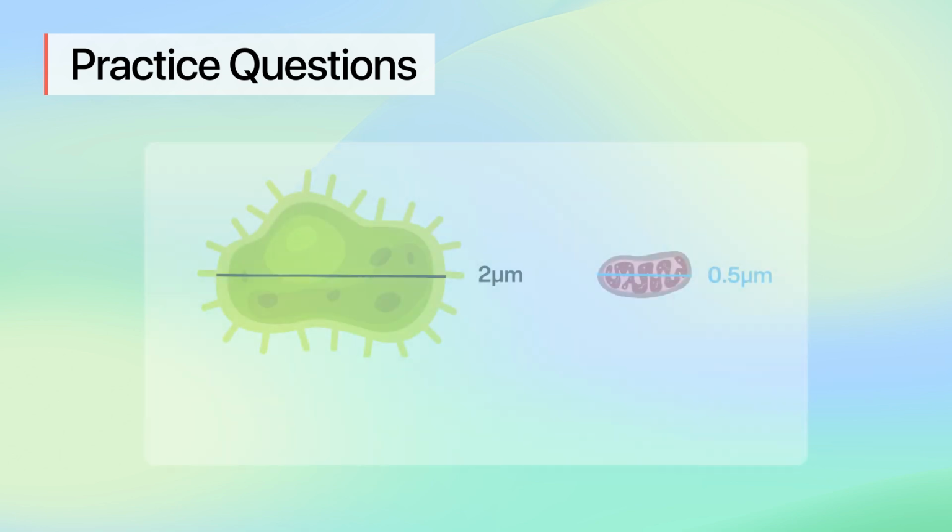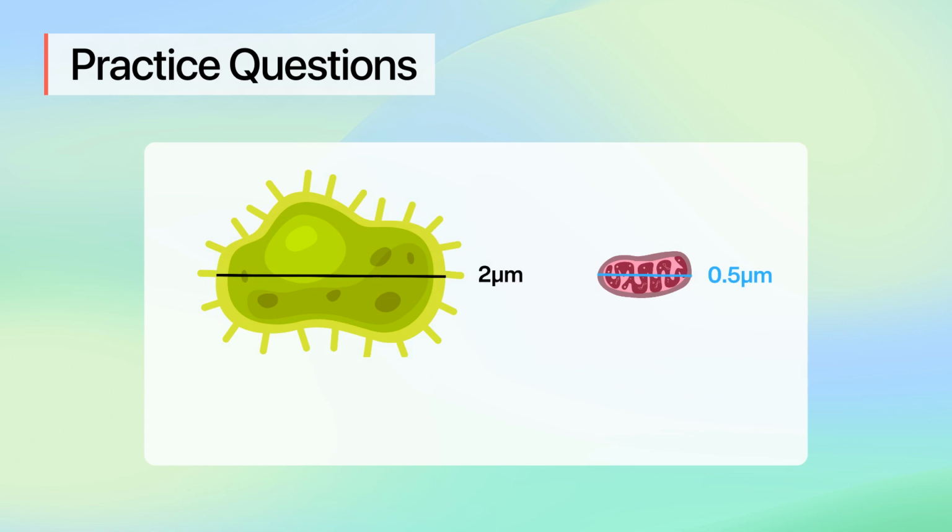Let's go through some more practical examples to reinforce these concepts. In our first example, let's compare cell sizes. The diameter of an E. coli bacterium is approximately 2 micrometers, and the diameter of a mitochondrion within a cell is roughly 0.5 micrometers. To compare these, we need to divide the size of the bacterium by the size of the mitochondrion. 2 micrometers divided by 0.5 micrometers is equal to 4. This means that the E. coli bacterium is 4 times larger than a mitochondrion.